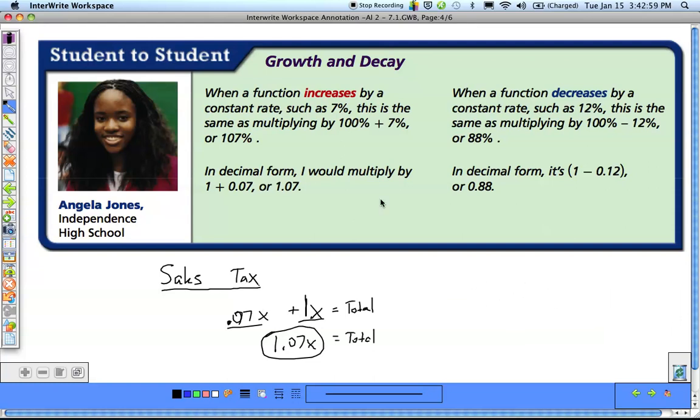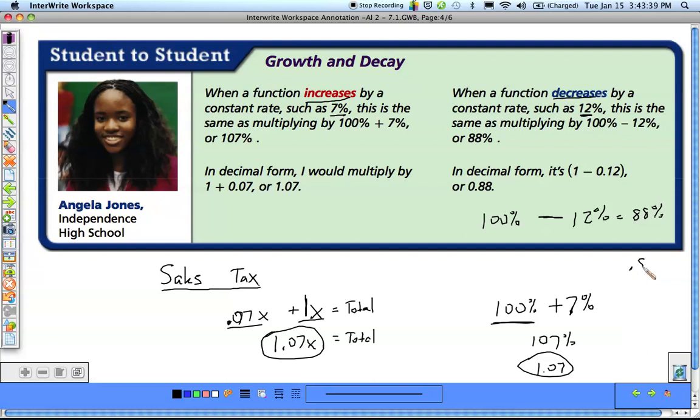Another way to think about that is when it uses the word increases by 7%, think increase means plus. I have to add 7%. Well, what am I adding 7% to? I need some other percentage to add 7% to, so it's going to be 100%. And 100% plus 7% is 107%, which is 1.07. And that's the number that we're going to use as the growth factor for that problem. If it's a decrease problem, as in decreases by 12%, you can do the same thing. Decrease means minus 12%. What are we subtracting 12% from? That would be 100%, which would give us 88%, or 0.88 as a growth factor.